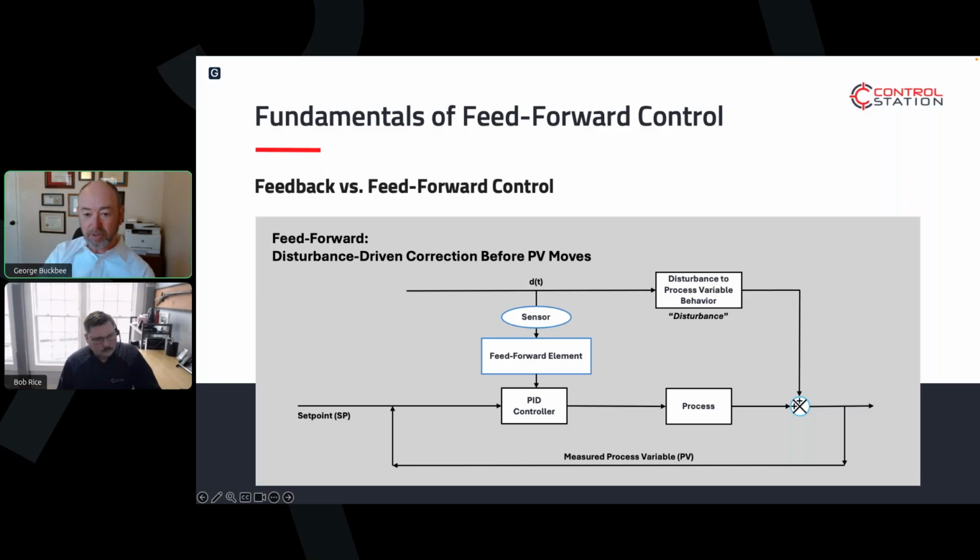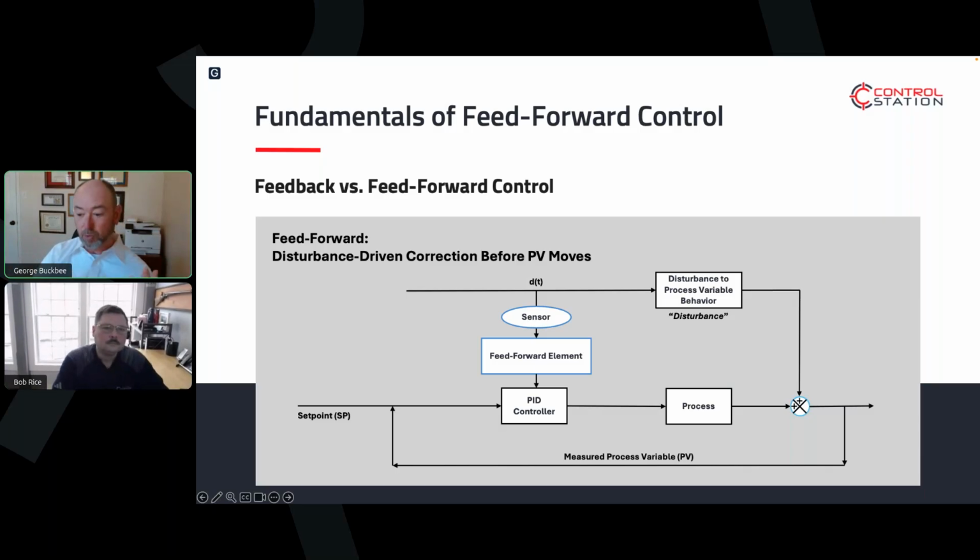You see the sensor there at the top, measuring the disturbance, and then trying to make some kind of correction. And this is really important, before the process is impacted. That's really the important part. So you measure that there's a hill in front of you and you step on the gas before the car slowed down, right? Or you see that somebody opens a window, so you crank up the heat right away.